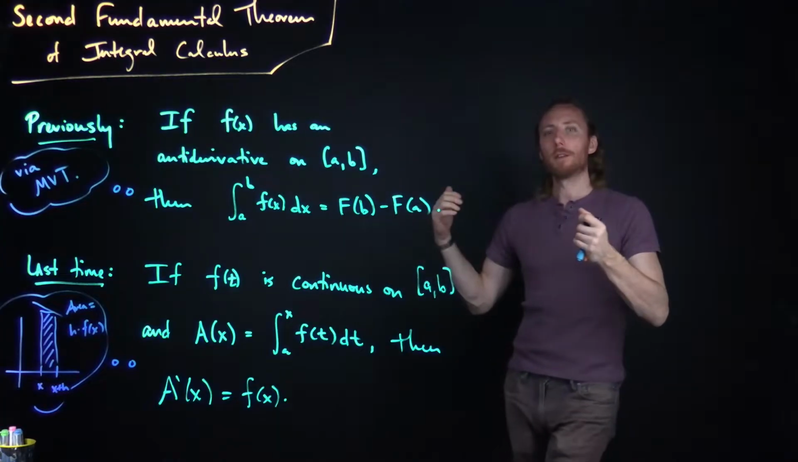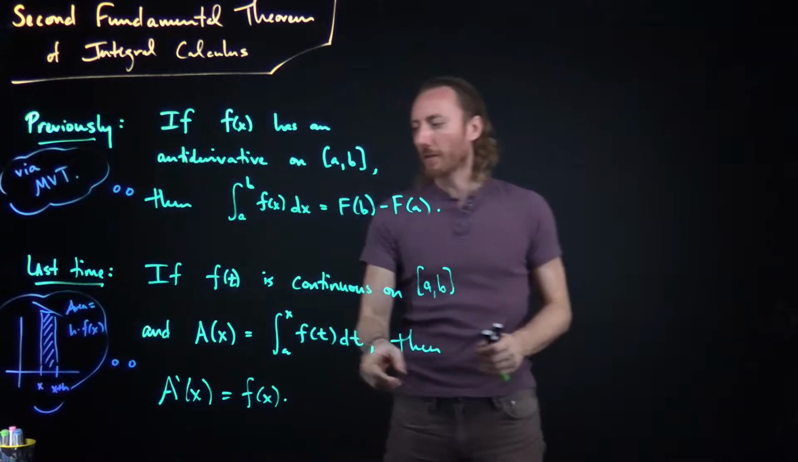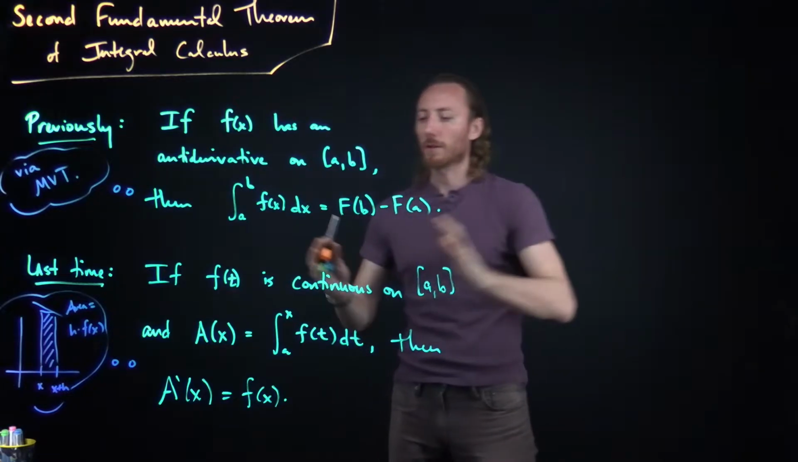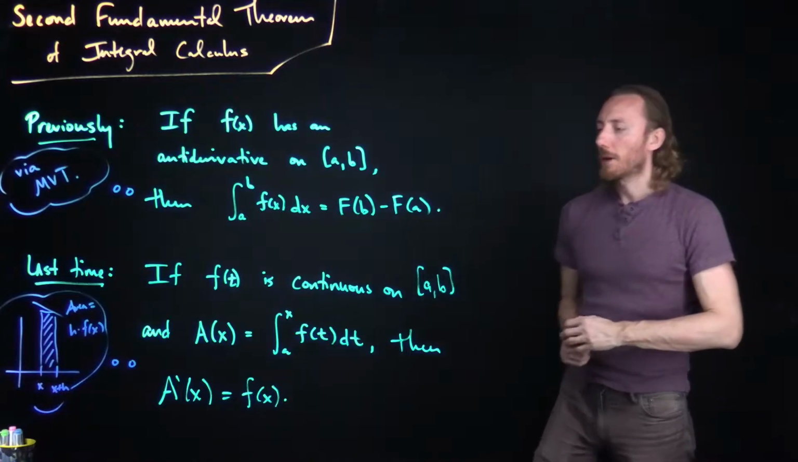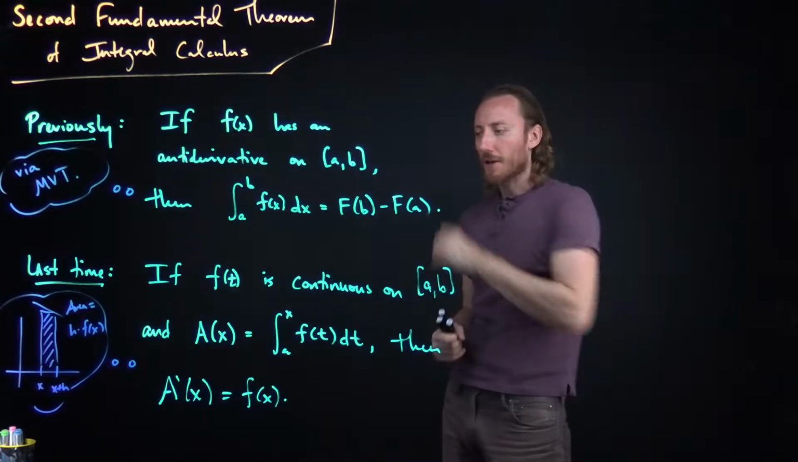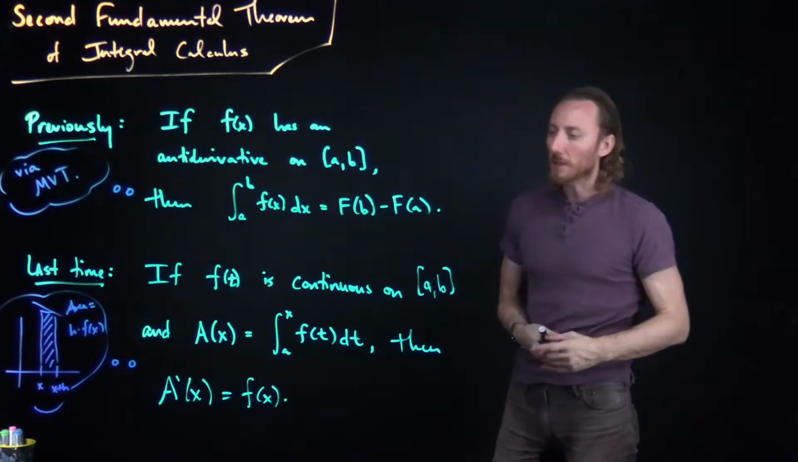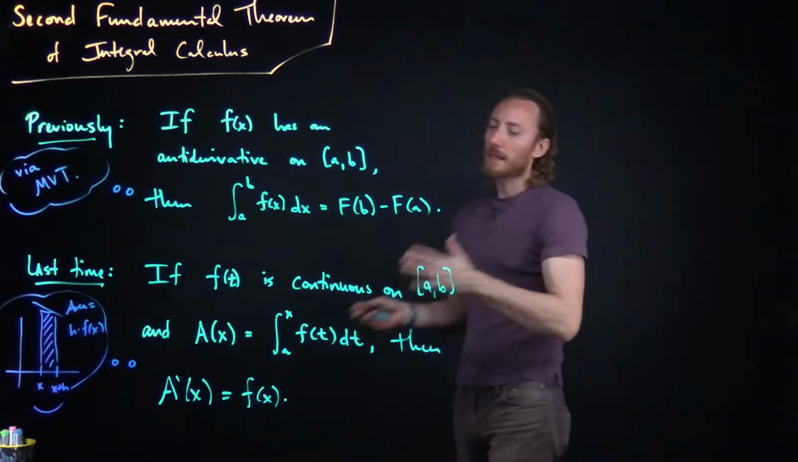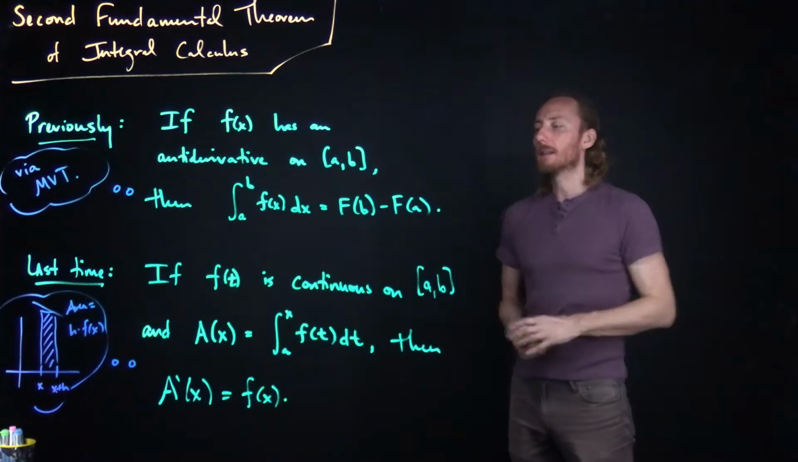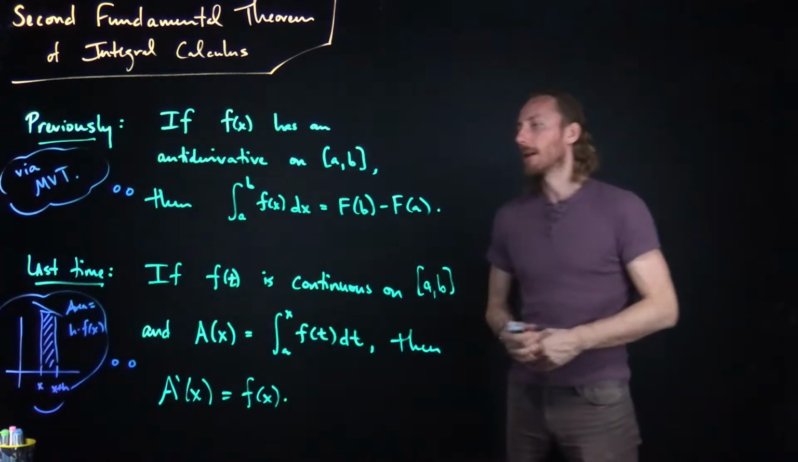Last time, when we developed the first fundamental theorem, we made an observation about accumulation functions. Accumulation functions describe the signed area that accumulates between a function's graph and the horizontal axis on an interval of interest. And if a function f of t is continuous on [a, b], then the accumulation function describing its signed area from a to x has a first derivative, A prime of x, equal to f of x.